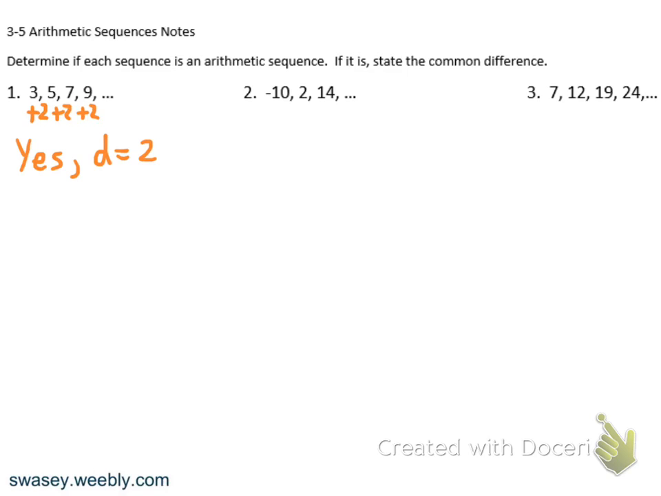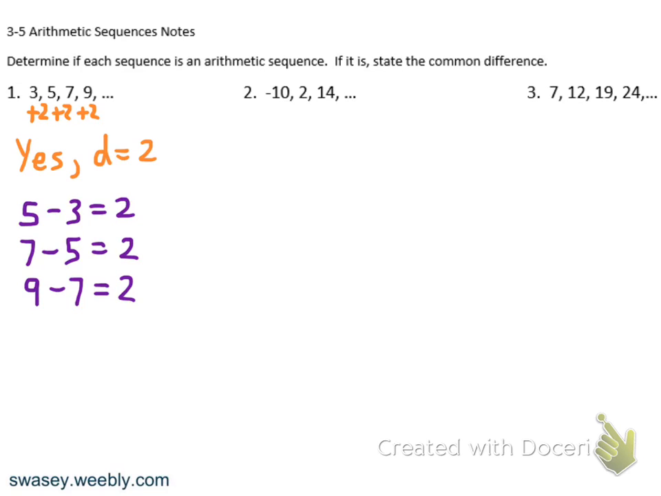Now, if you look at it and can't tell, then you can subtract. Take the second term, subtract the first. You get 2. Take the third term, subtract the second term. You get 2. Take the fourth term, subtract the third term. You get 2. Every time you get 2, so the common difference is 2.